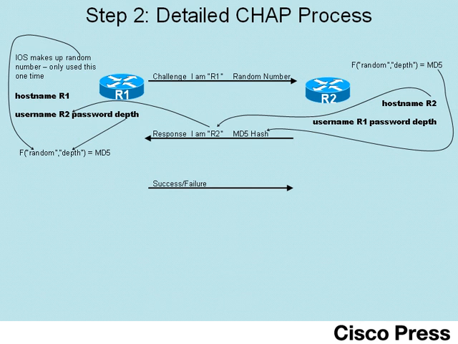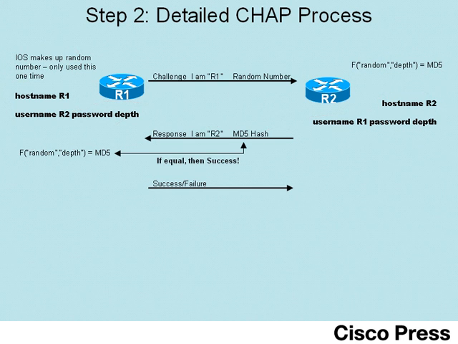Also, it'll use the random number that R1 had already generated. R1 doesn't need to see that in the response message because R1 made up that random number in the first place. So essentially, R1 is doing the exact same math with the exact same two input values as R2. So if R1 comes up with the exact same answer to the MD5 hash math, then there's a success, and we can send a success message back over to router 2. However, if R1 calculates a different value, then R1 must have used a different password value than R2, so they aren't using the same passwords, so the authentication should fail.